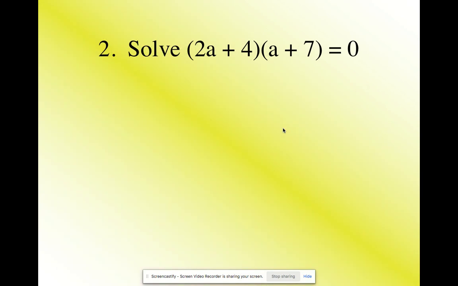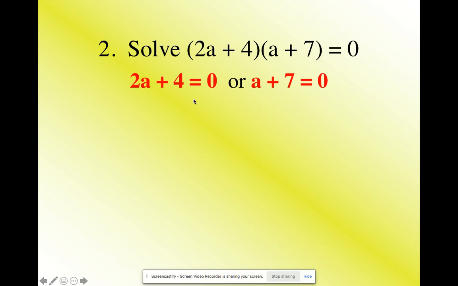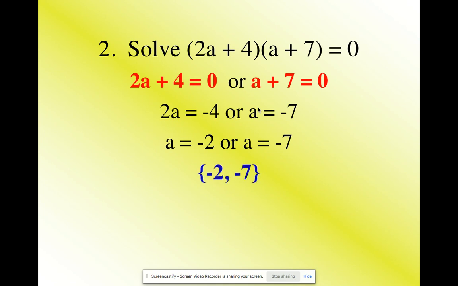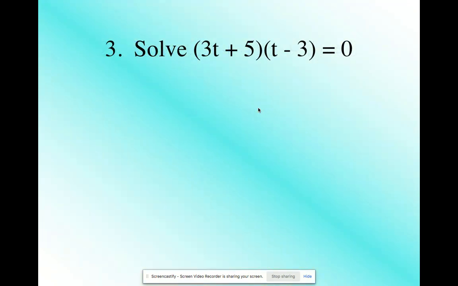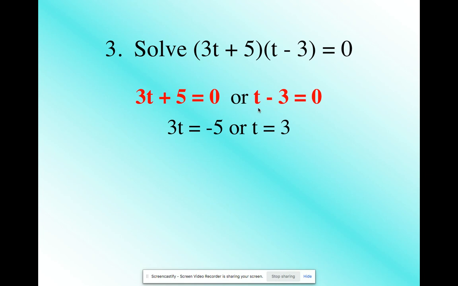But we have many scenarios that we could look at. So again, we have this scenario here, (2a + 4)(a + 7) = 0. Again, we just set those both equal to 0 and solve. For this one, you're going to subtract 4 and then divide by 2, so -2, and then subtract 7, so -7. So you have your answers, and that's all you do. Here's another example. Set these two equal to 0. Subtract 5 and then divide by 3, add 3. So those are your final answers there.